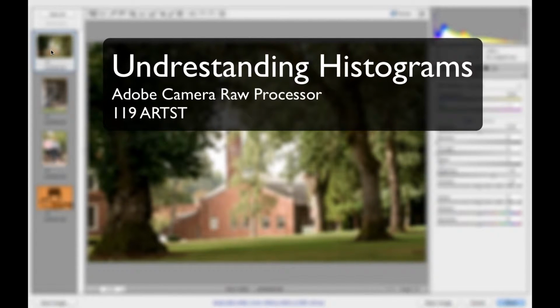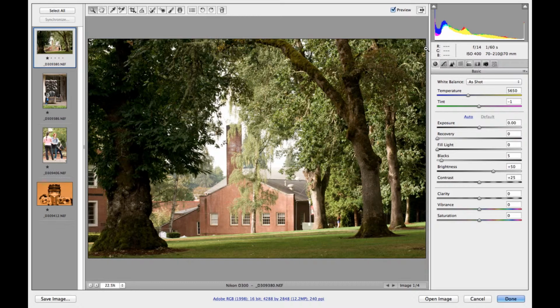Okay, so just a quick explanation here for you. The histogram is actually a bar graph of all the tones and brightnesses inside the image as it is. The way that we read the histogram is basically from left to right. On the left, we have our absolute black value. Absolute black being that black that has no detail in it.